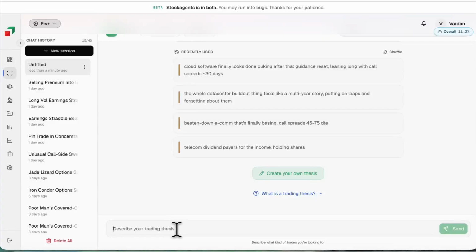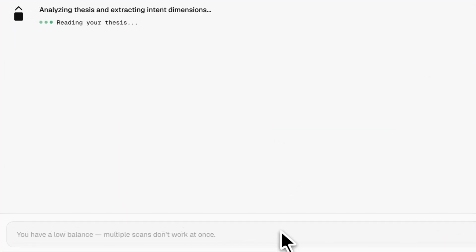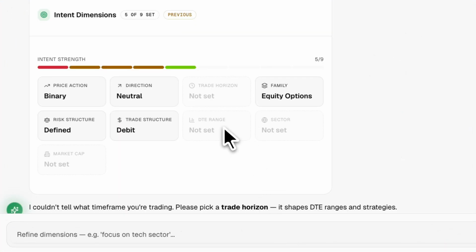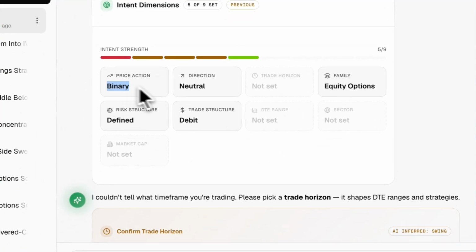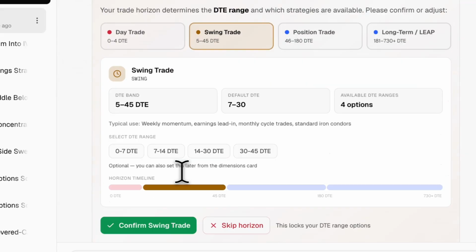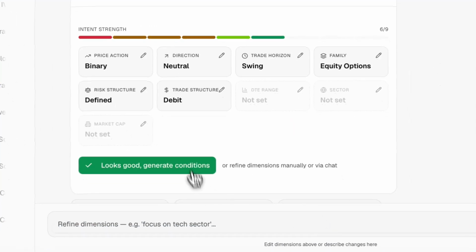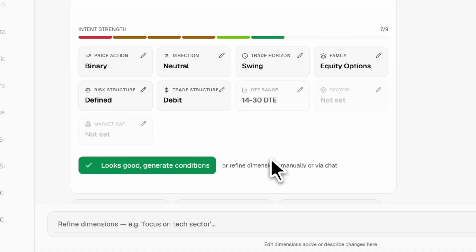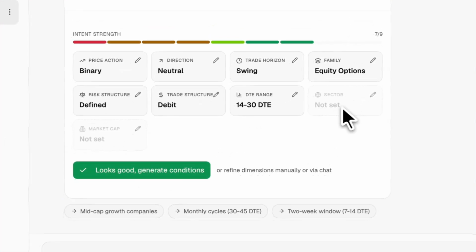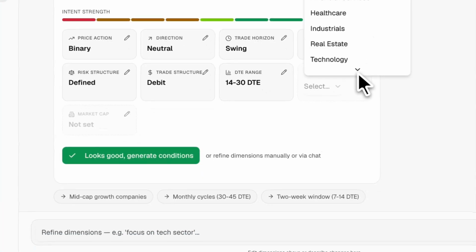Retail options is close to a coin flip because most tools sell you consensus dressed up as insight. StockAgents does the opposite. Every number on the screen is produced by a deterministic engine. Type what you want to trade in plain English and the engine reads your intent across 9 dimensions: direction, price action, trade horizon, risk structure, debit or credit, sector, market cap, all classified from the sentence, no forms to fill.